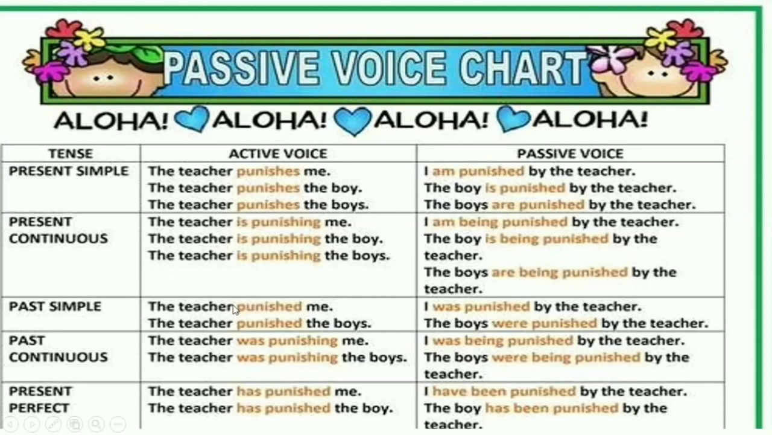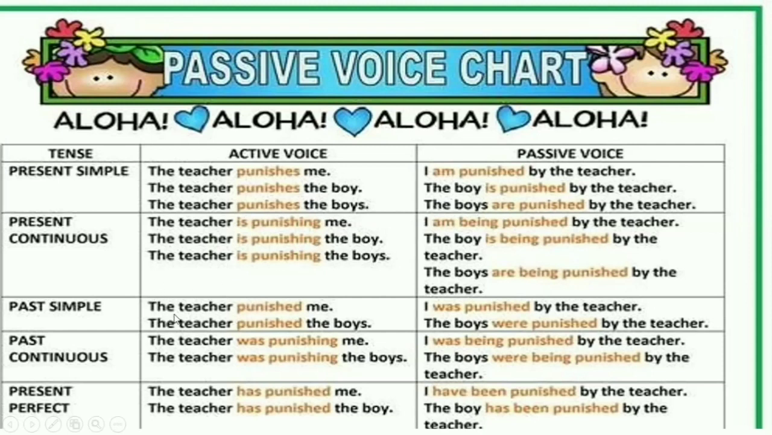Okay, what about present continuous? The teacher is punishing me, is punishing me, continuous form. The same: I am being punished. Always we use verb 3, but in the continuous form you need to add being. It shows that you are using the continuous form. It shows that you are continuously punished by the teacher.